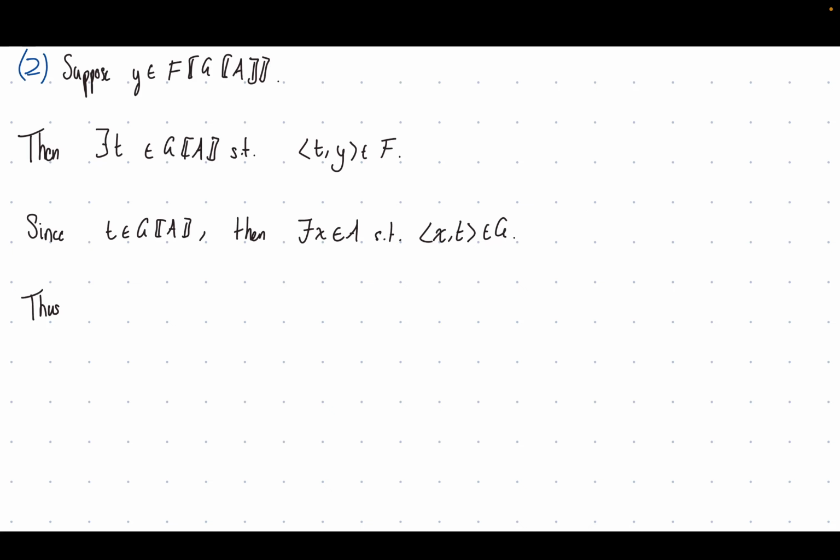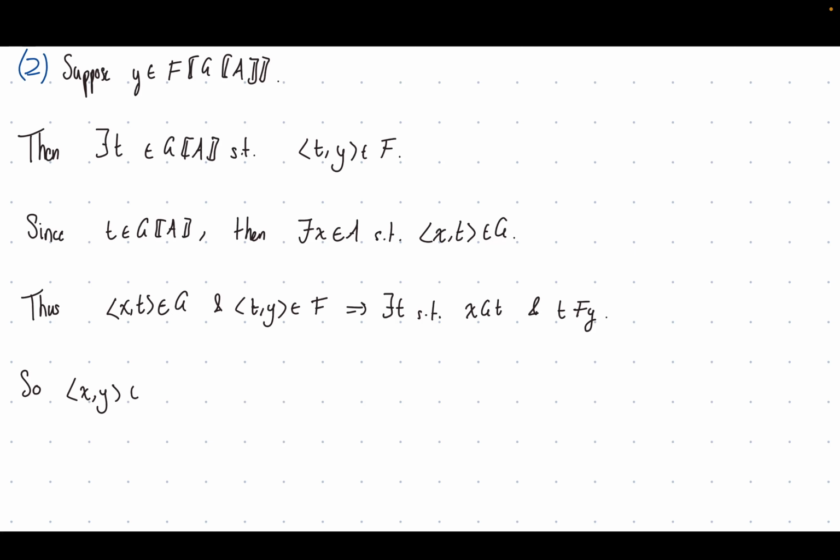Thus, what do we have? x, t is in G and t, y is in F, which implies that there exists some t such that x G t and t F y. So x, y must be in the composition of F and G.